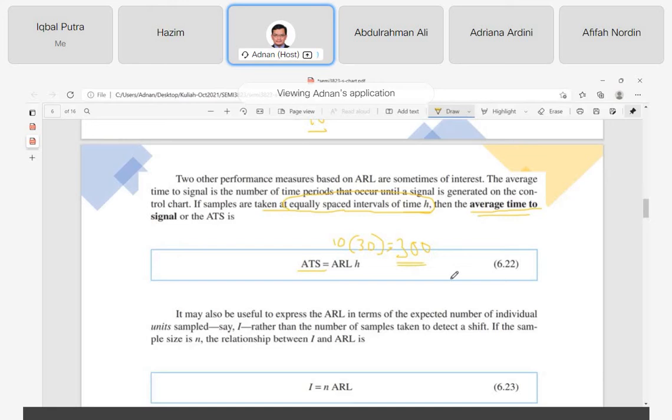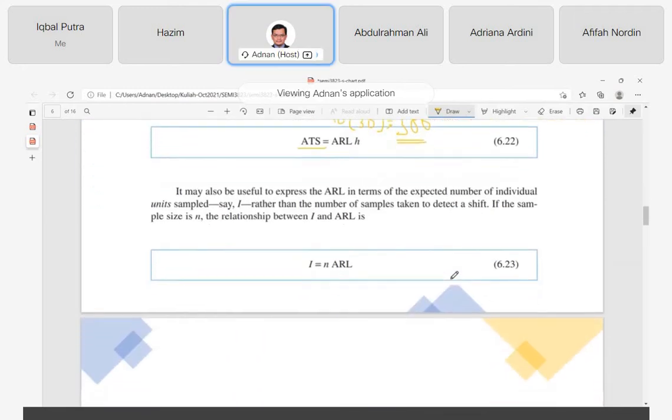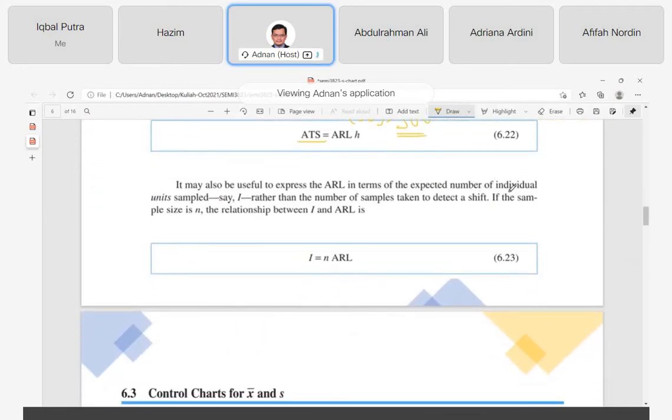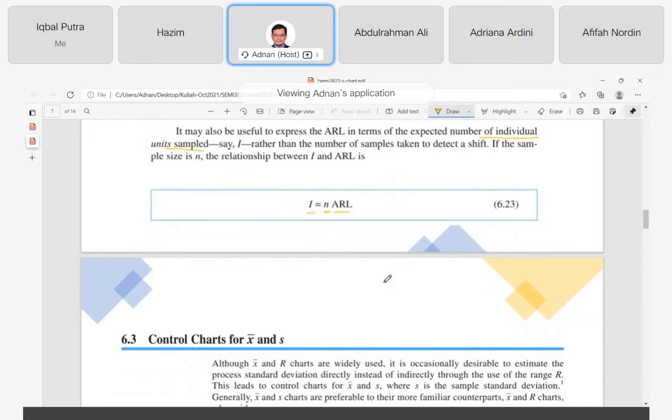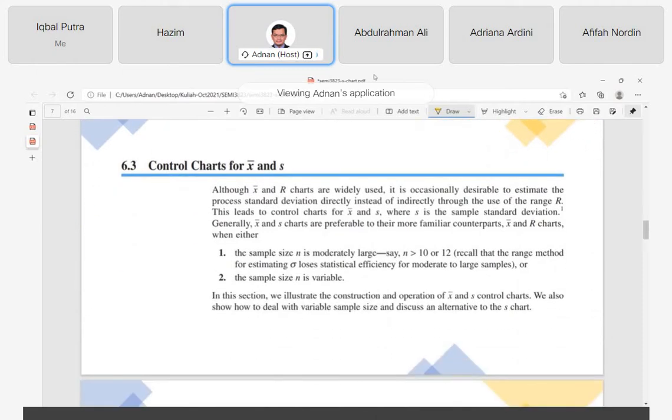So this is when we express it in terms of time. Also, we can express it in terms of the number of individual unit samples, I. I is n, the number of individual units, multiplied by ARL. So we can express it differently. Okay, let me move on to another control chart. Any question before I move on to the S chart?